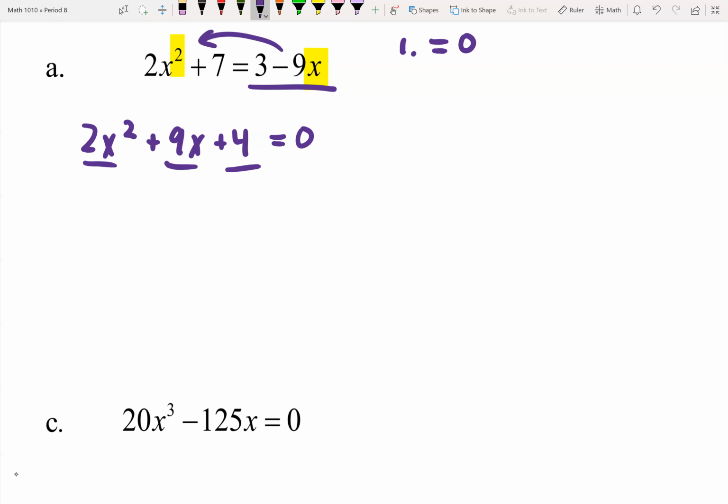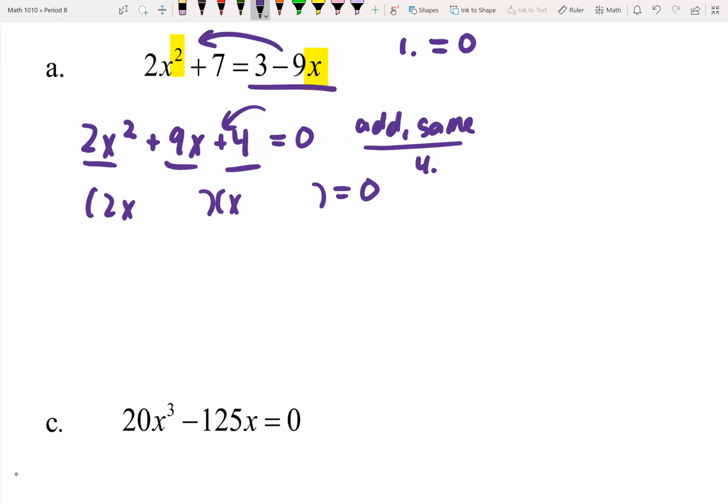Okay, let's factor it. Can I take anything out, guys? No. So I'm going to go to a 2x and a plain x. Don't have an incomplete sentence. Right here, that's a plus. So I'm adding, and the signs are the same. What numbers multiply to give you 4? 4 and 1 and 2 and 2. Guys, I'm trying to get a 9. 9's kind of big. So should I try the 4 and the 1 or the 2 and the 2? Go big, yeah, go the 4 and 1.